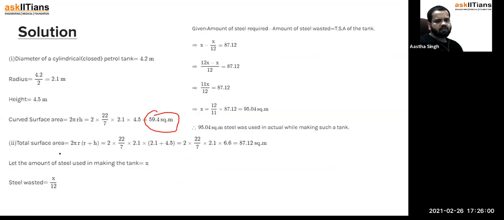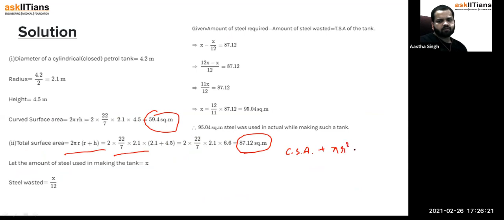We have first calculated the total surface area, 2 pi r times r plus h. And this way, put the value of pi as 22 by 7, r as 2.1. Do the required calculation, which is 87.12 meter square. Or you can also do it like this: you have already calculated the curved surface area. Just add two more pi r square, okay, you will get your total surface area, which is 87.12.